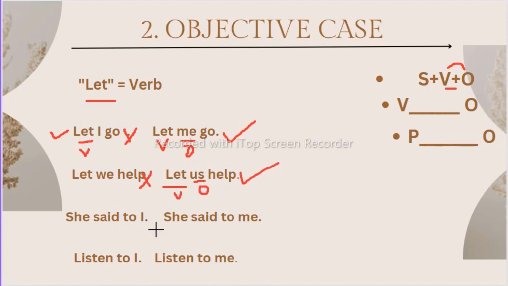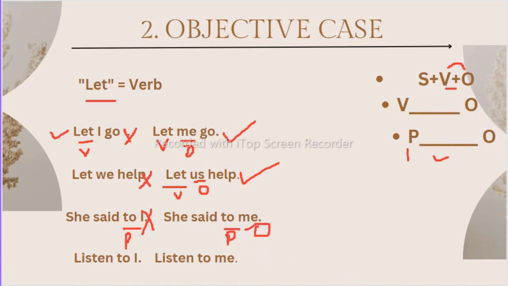This will be a correct answer. "She said to I" or "she said to me". What do we say? "She said to me", because "to" is a preposition, and you can see here after a preposition we are following objects. After a preposition we have to follow an object, not a subject. So this is also wrong.